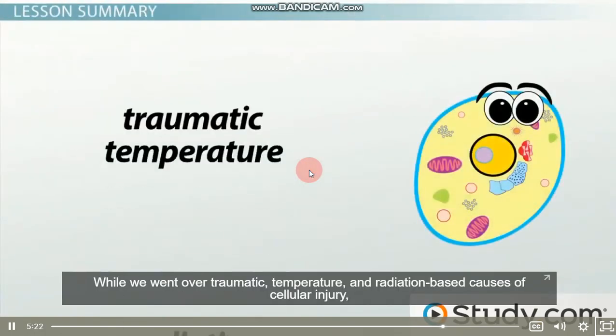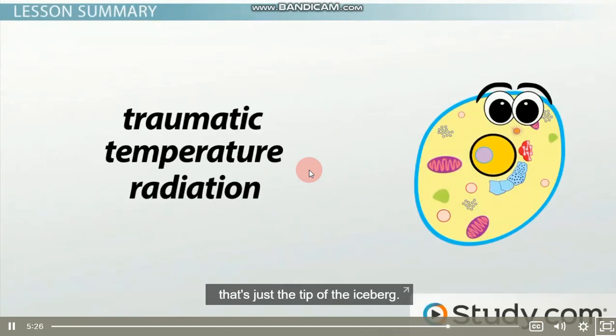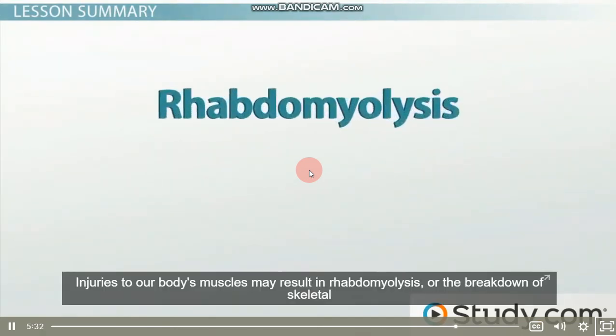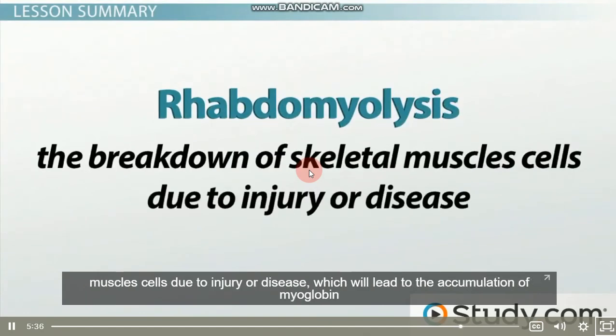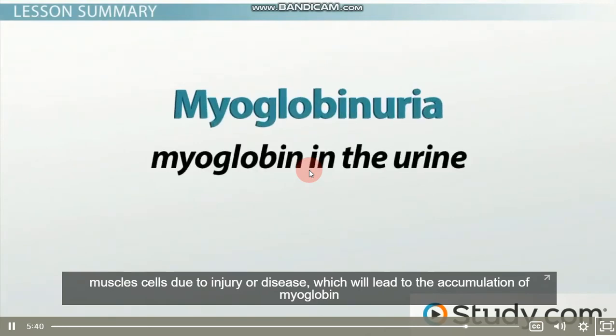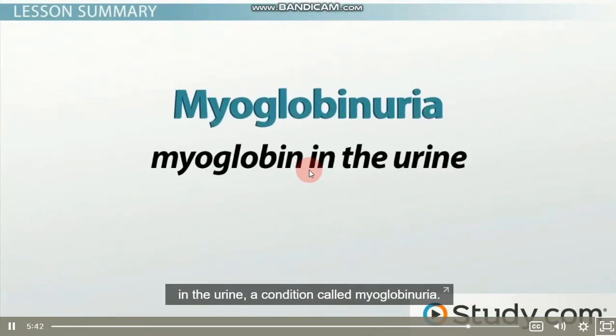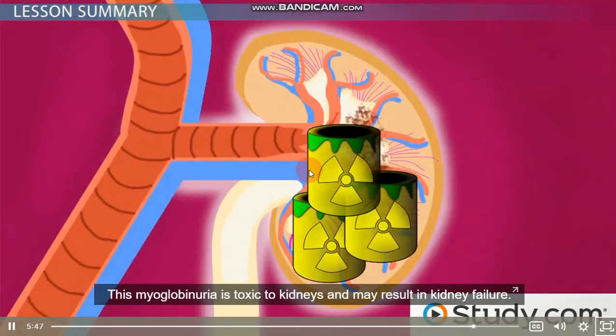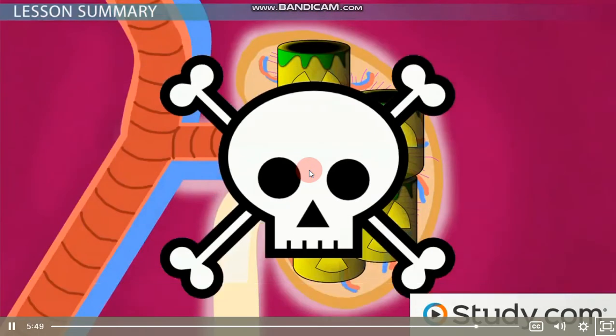Well, we went over traumatic, temperature, and radiation-based causes of cellular injury. That's just the tip of the iceberg. But don't forget the important terms we did hit upon. Injuries to our body's muscles may result in rhabdomyolysis, or the breakdown of skeletal muscles due to injury or disease, which will lead to the accumulation of myoglobin in the urine, a condition called myoglobinuria. This myoglobinuria is toxic to kidneys and may result in kidney failure.